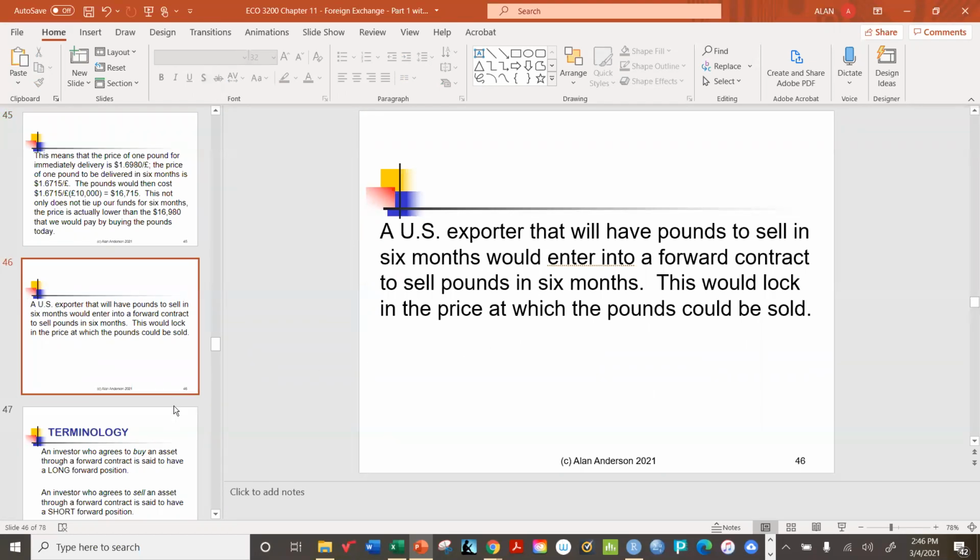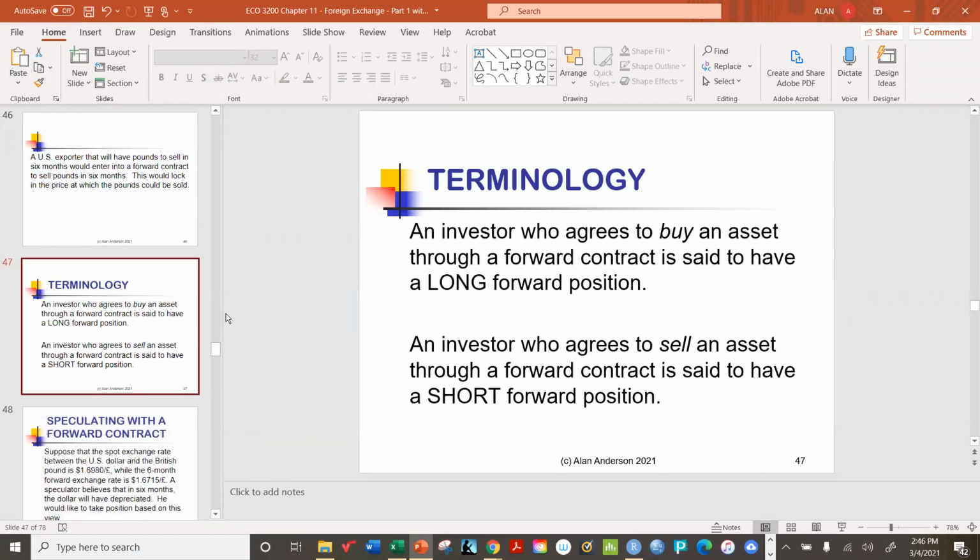All right. And by the way, if you're the buyer in one of these contracts, you're said to have a long forward position. And if you're the seller, you're said to have a short forward position. That's just terminology. You don't need to memorize that, but this is how these positions are often referred to. Long typically refers to somebody who's buying, and short typically refers to somebody who's selling.